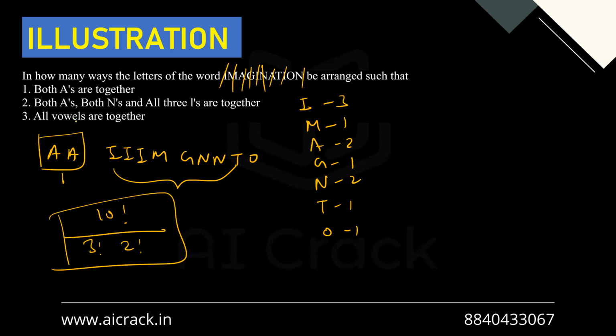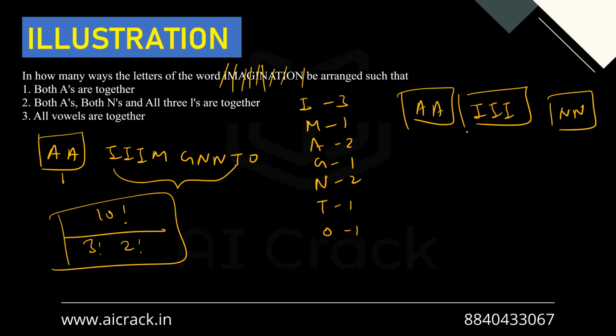Now let's look at the second question. Both A's, both N's, and all 3 I's are together. So AA is one box, III is one box, NN is one box, and the remaining are M, G, T, O, right? So basically we have 1, 2, 3, 4, 5, 6, 7 entities, 7 different entities. So 7 factorial. And we don't have to divide by any factorial because we don't have any common elements over here. This is one different entity, this is one different entity, this is one different, and all these are also distinct, right? So 7 factorial is the answer.